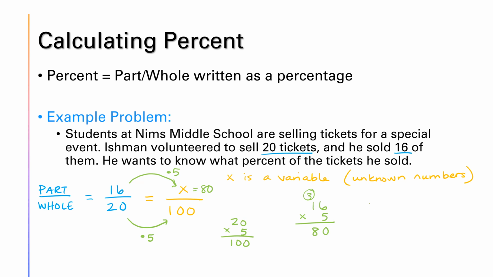So what this tells me is that the fraction 16 out of 20 tickets is equivalent to 80 tickets out of 100 tickets, which means that Ishman sold 80% of his tickets. Now I'm going to show you a similar situation to explain the other method you can use to find percent.